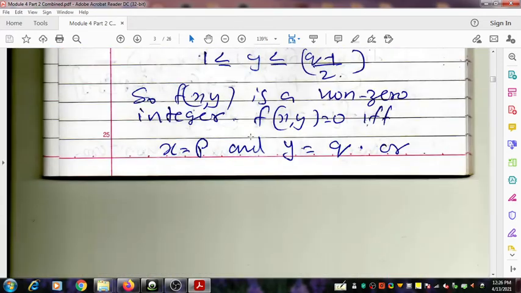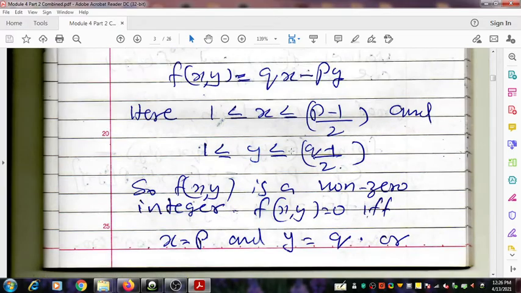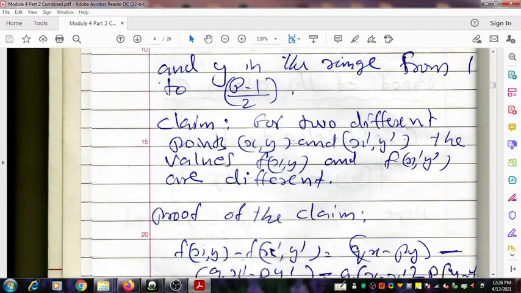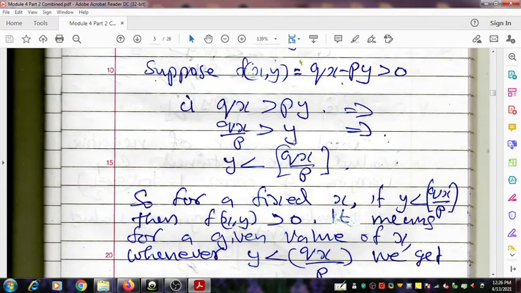What is the upper limit of x? It is (p-1)/2. So all those x values you have to consider one by one, and in each case you can count the number of positive function values.